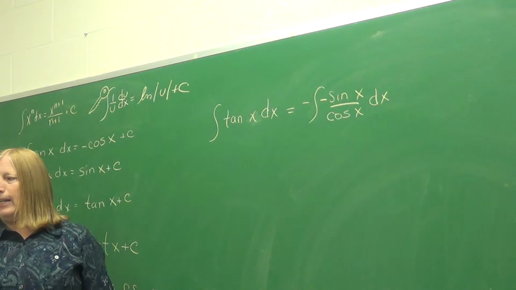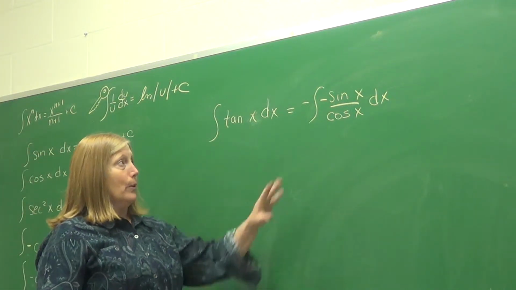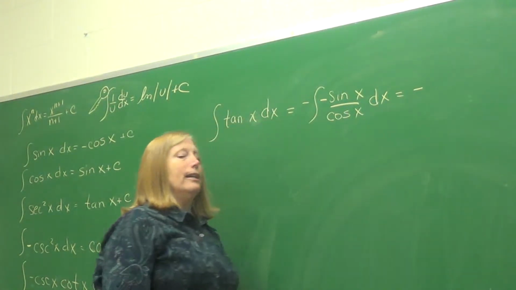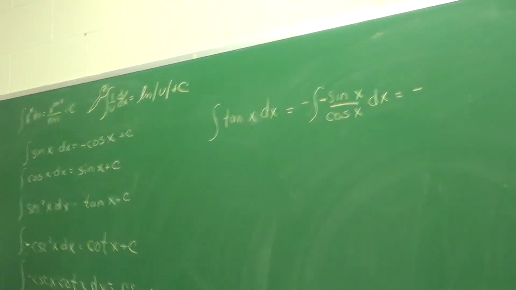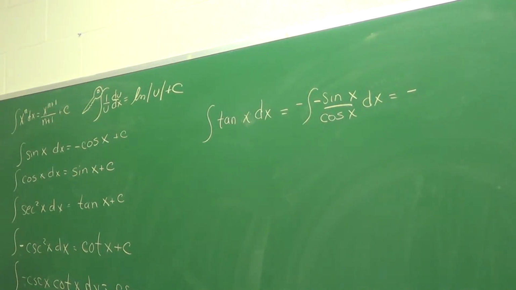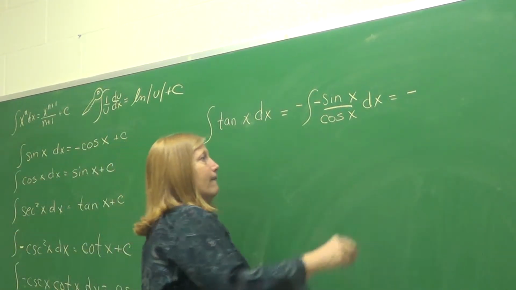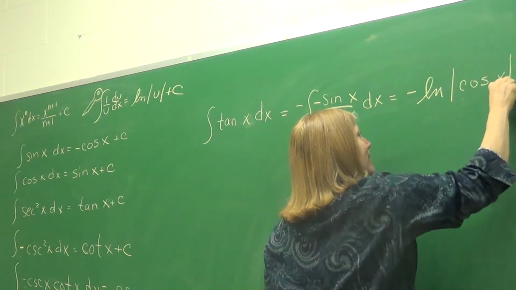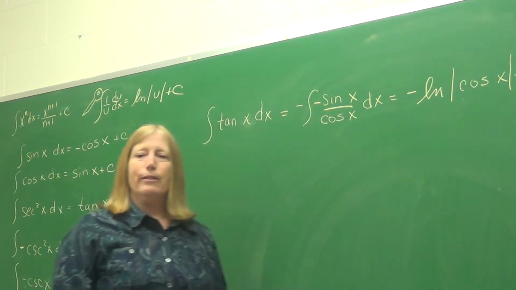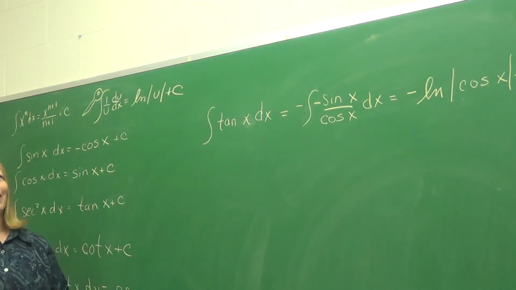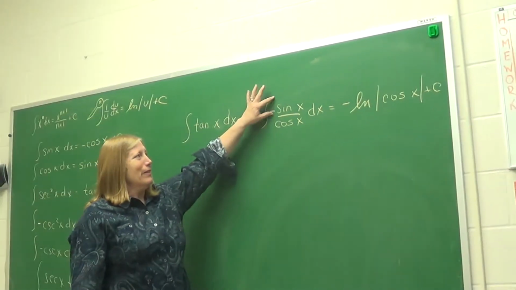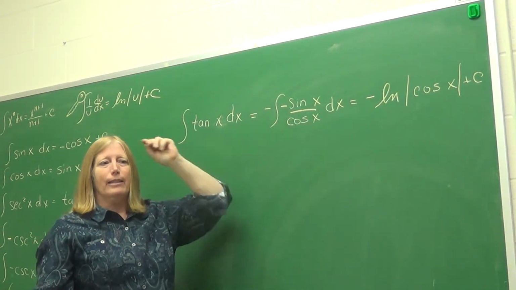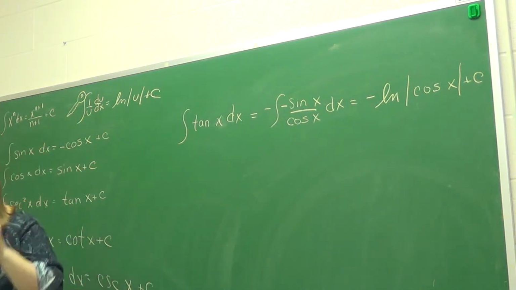So I haven't changed the value of my problem, but I've changed the form inside so that I can now take the integral. So the negative sign comes along, and what do you think will follow? Would it be negative ln absolute value of cosine x? Right, see how simple that is. If the top is the derivative of what's on the bottom, the answer is the ln of the bottom. So that's quick. All right, so that's that one.